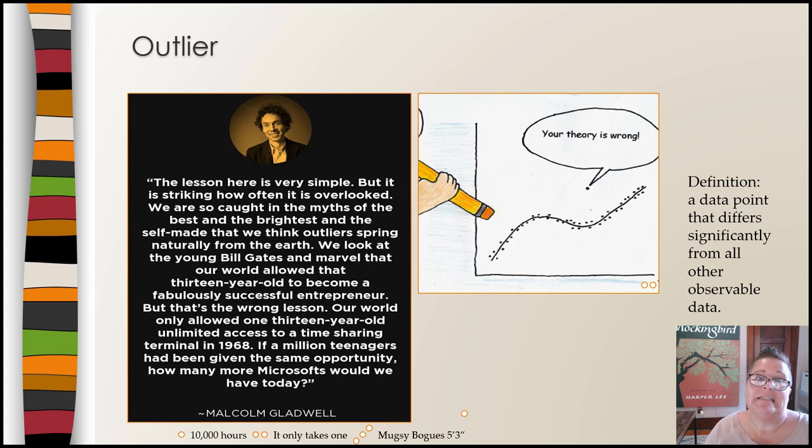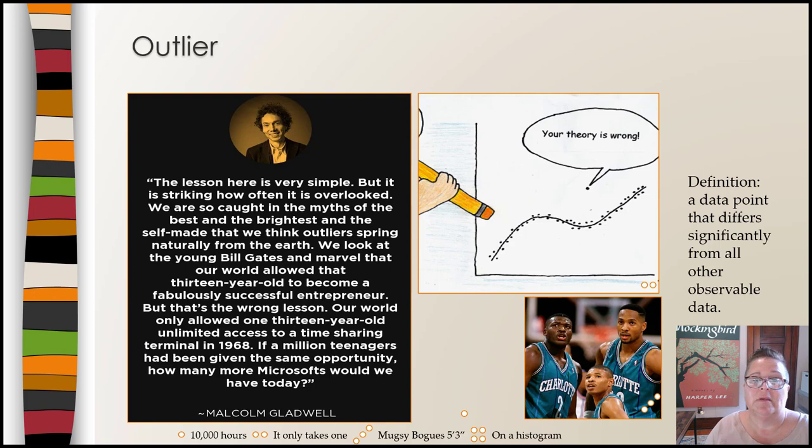Now, we see this in the real world when we talk about a gentleman by the name of Muggsy Bogues. Muggsy Bogues was a 5-foot, 3-inch point guard for the Carolina Hornets. He spent 14 years in the NBA, 10 of them with the Hornets.